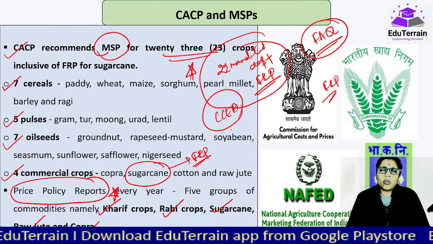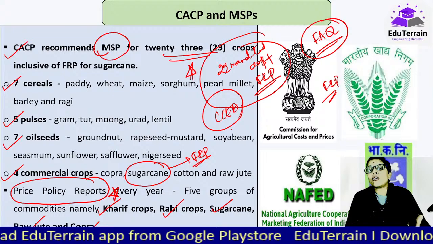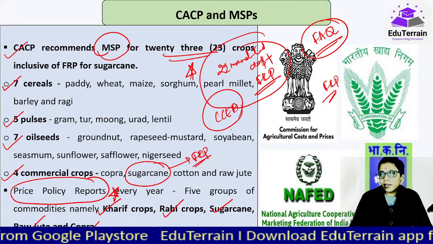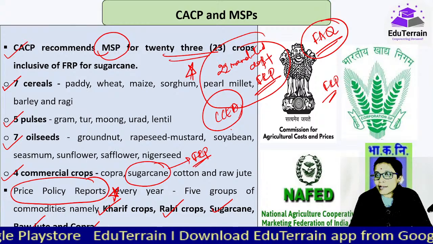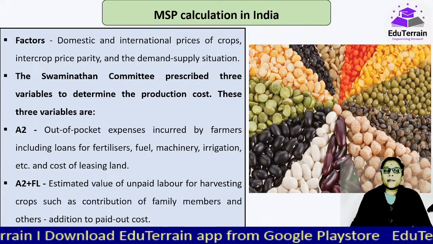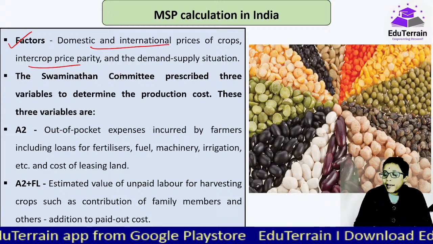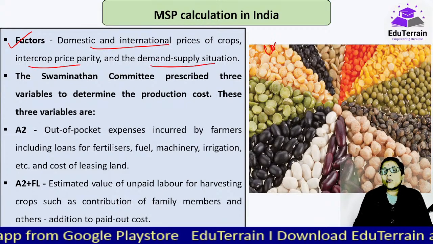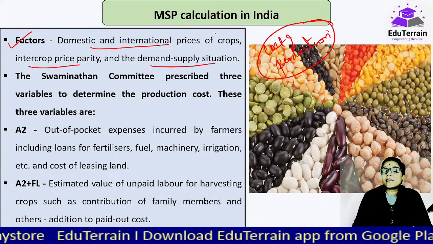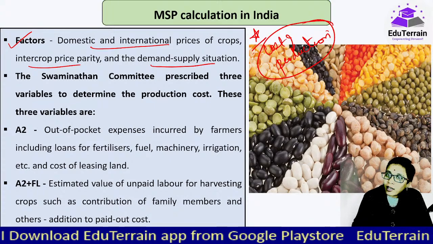But till today, there isn't any mismatch between the recommendations of CACP and the announcements by the central government. Almost always the two are the same, but still there is a protocol to follow that they will definitely follow. So always CACP recommends the prices and it is announced by the central government. Now, what factors do they consider while calculating MSP? As I said, domestic and international prices of crops, intercrop price parity, the demand supply situation, and overall the cost of production. This is one of the most important aspects among all these factors considered by CACP for MSP calculation. A question has come on this once.